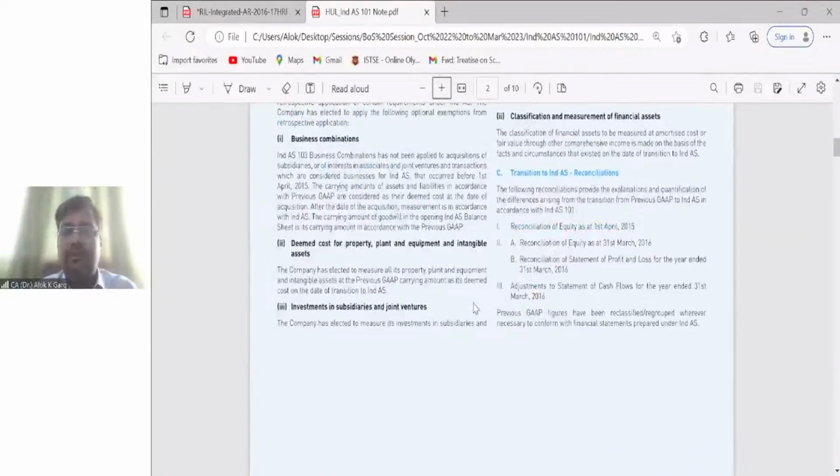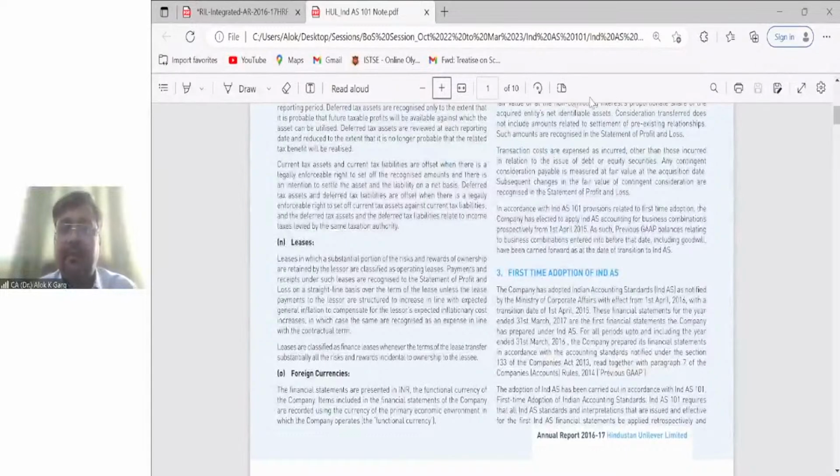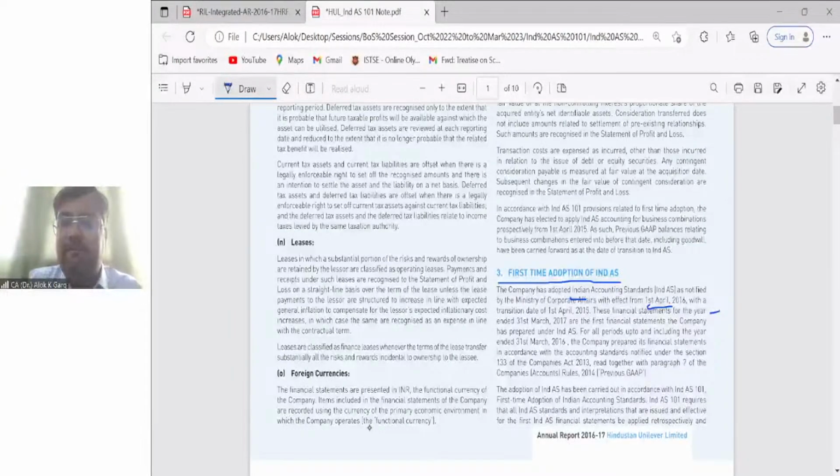Let's go to transition to Ind AS, right? So they have given the first time adoption of Ind AS note. The company has adopted Ind AS notified by the Ministry of Corporate Affairs with effect from 1st April 2016 with a transition date of 1st April 15. With effect from 1st April 16 means 1st April 16 is the adoption date, right? First year is 16-17, comparative year is 15-16, opening date is 1st April 15, which is a transition date.